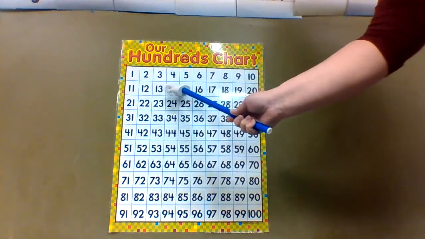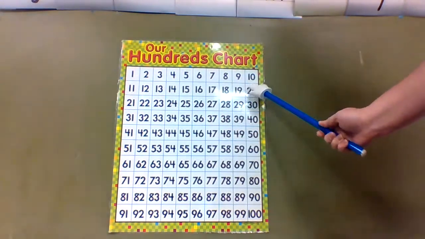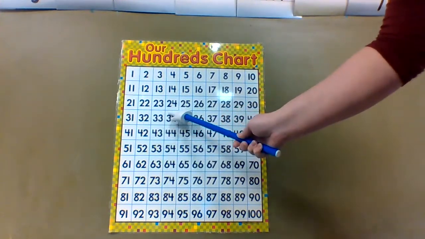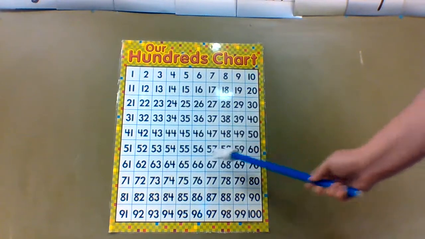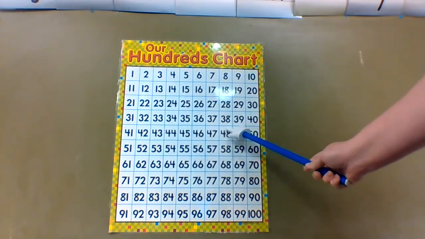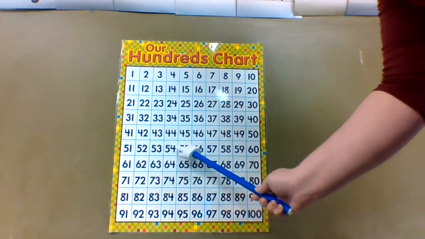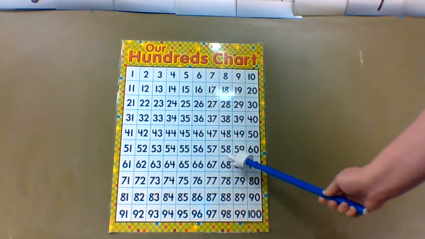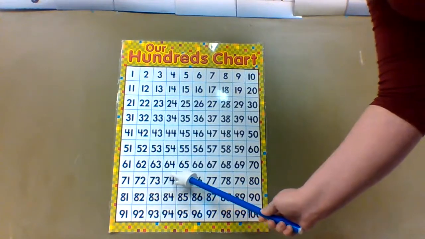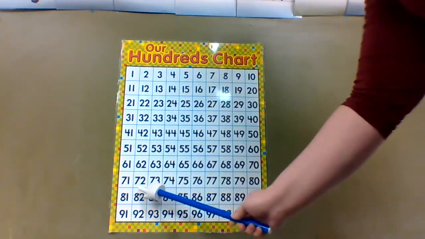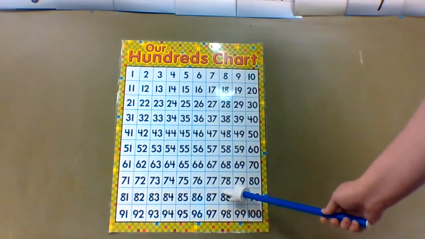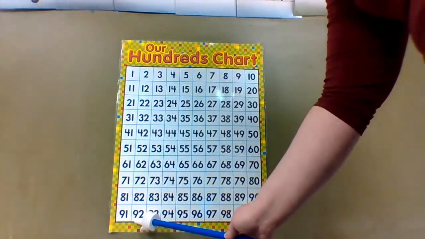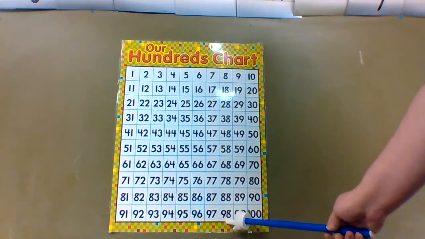Ready? 2, 4, 6, 8, 10, 12, 14, 16, 18, 20, 22, 24, 26, 28, 30, 32, 34, 36, 38, 40, 42, 44, 46, 48, 50, 52, 54, 56, 58, 60, 62, 64, 66, 68, 70, 72, 74, 76, 78, 80, 82, 84, 86, 88, 90, 92, 94, 96, 98, 100.